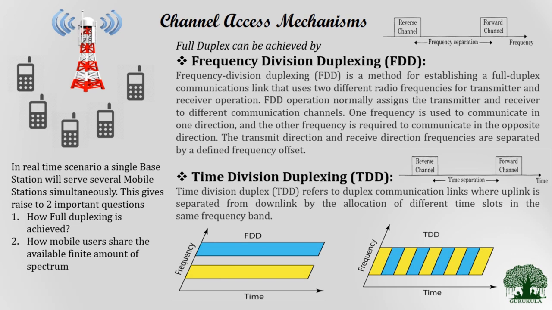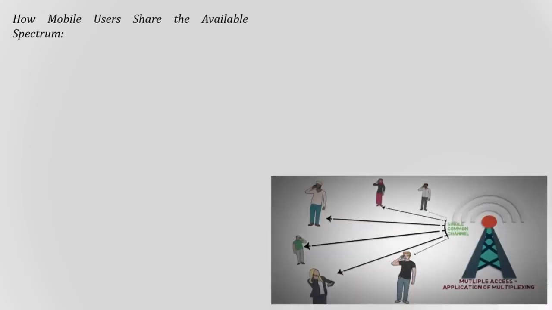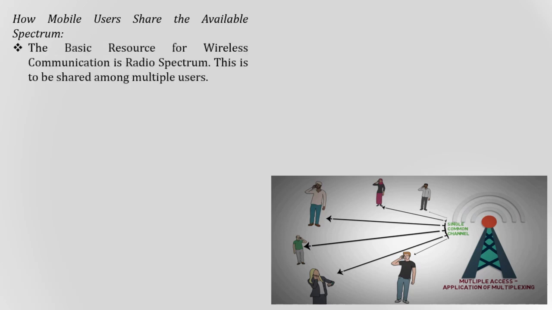Now we will march forward and try to address the second question: how the entire channel is shared among multiple users. How do mobile users share the available spectrum? We already know that a particular base station has to serve multiple users with a limited or finite amount of spectrum. The limited amount of spectrum has to be shared among the multiple users. There exactly the sharing concept comes into the picture.